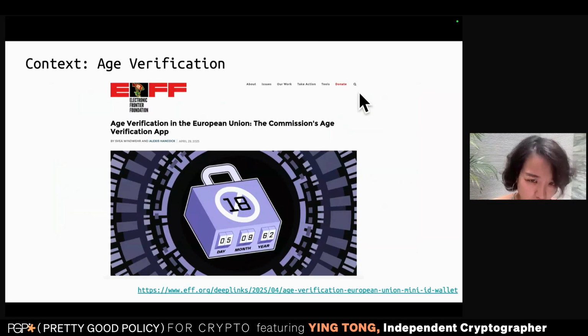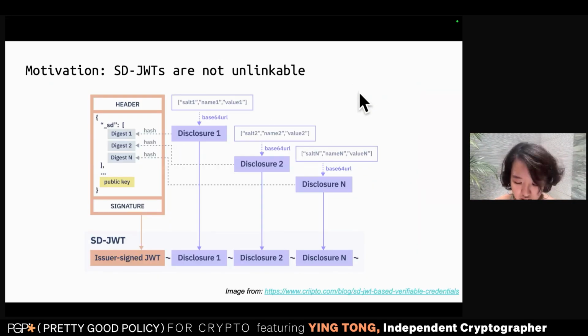And very often, these age verification requirements are fulfilled using identity credentials that are not privacy preserving. So, for example, the SD-JWT is a very commonly used credential format. It is more or less equivalent to the mDL, the mobile driver's license. And these credential formats enable a very weak property called selective disclosure, but they stop short of enabling unlinkability.